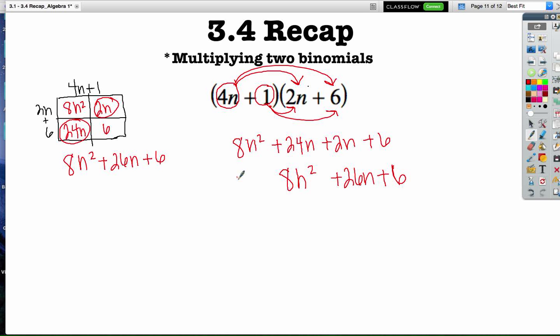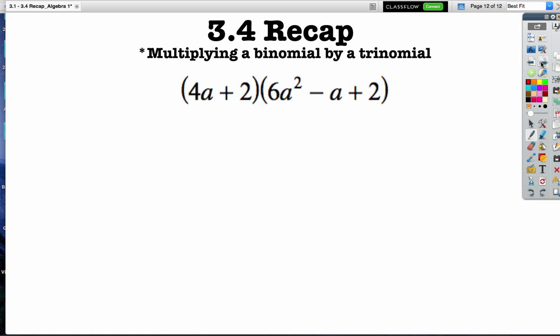So several different ways. We also discussed FOIL, which is another method. It's just kind of a trick to help you if it's two binomials. But if you move on to things that are not binomials, you can't technically FOIL anymore. So that's why we just want to stick with these two methods for the most part, because the next thing we looked at in 3.4 was to multiply a binomial by a trinomial. So a two-termed polynomial by a three-termed polynomial. And so again, for this one, you could use the area model. Instead of a 2 by 2 area model, you would have a 2 by 3 area model.